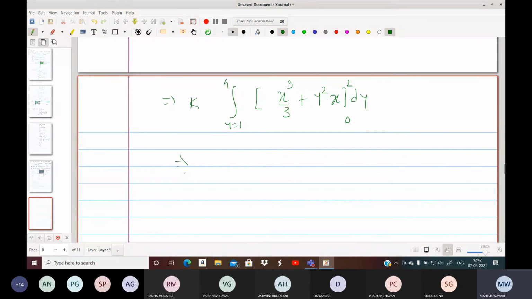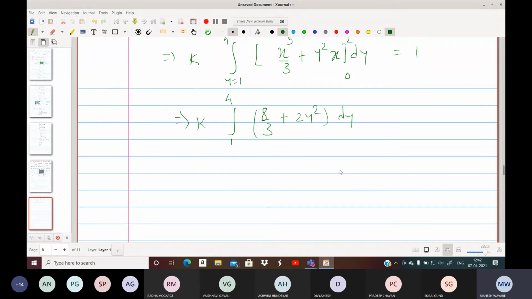So this is going to 1 as per the rule. So k times the integral of y, and these are the limits for y. Now x equal to 2, that is 2 cube is 8 upon 3, plus 2y square. When you put the lower limit it becomes 0. Now integrate with respect to y. This is going to equal to 1 k, times the integration of 8 upon 3, which is 8 upon 3 into y, plus 2 y cube upon 3. Put limits 1 and 4 in place of y.